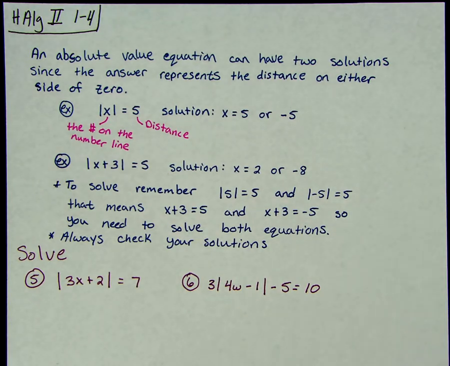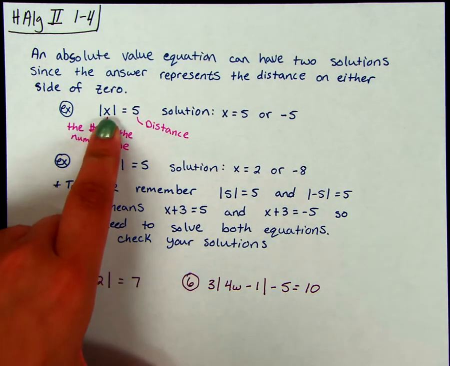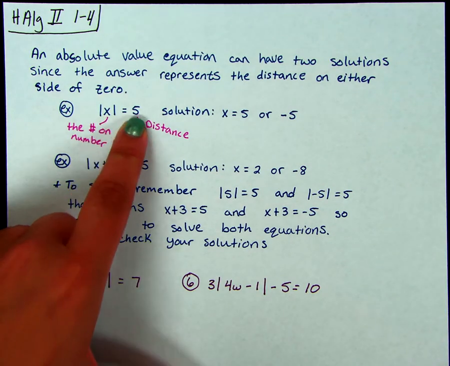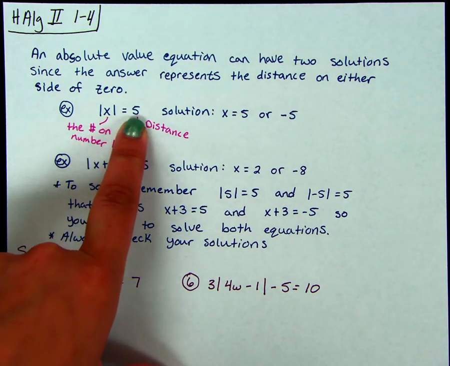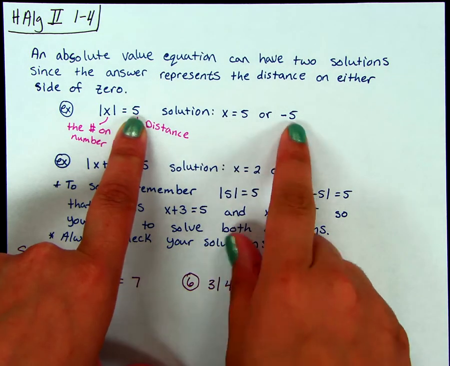The next part of the lesson is dealing with solving absolute value equations. An absolute value equation can have two solutions since, again, our answer represents the distance on either side of 0. Okay? So if we were solving an equation, what number or numbers from 0 are equal to 5? What numbers are 5 units away from 0? So we would have two answers, positive 5 and negative 5.